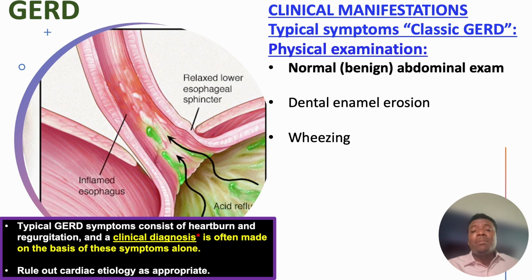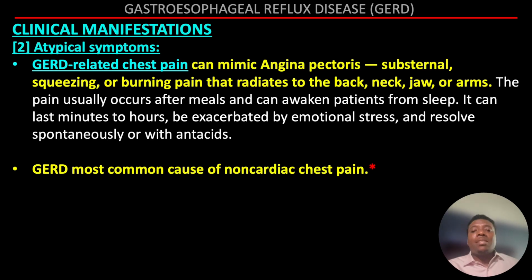On physical examination, there may be nothing. Oftentimes, it's a completely normal or benign examination. If they have severe GERD that's frequent, they may get dental enamel erosion from the acid destroying the enamel, or even wheezing. The second type of symptoms of GERD are what are known as the atypical symptoms of GERD.